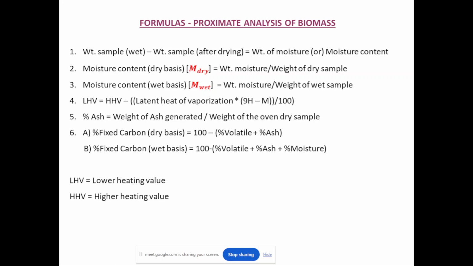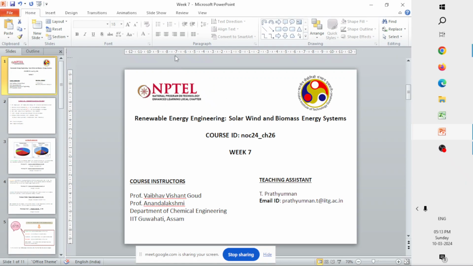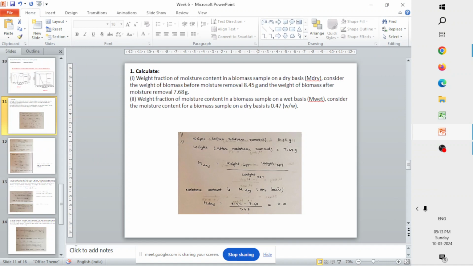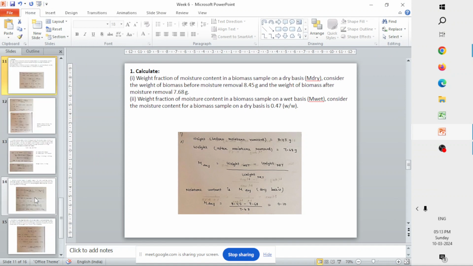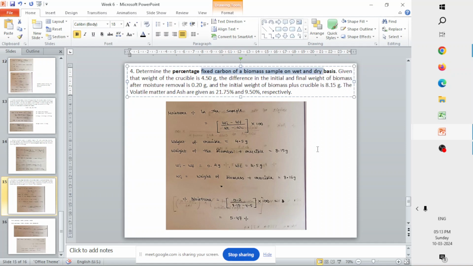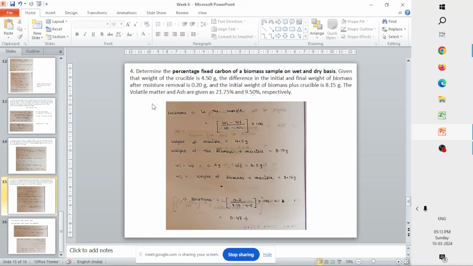based on these two formulas last week also, on how to determine the percentage of the fixed carbon in your biomass sample. If you remember, let me just go back to that problem. Yes, this is the week 6 session, the PowerPoint presentation for week 6. Here, if you see the fourth problem, we have discussed the percentage of fixed carbon in the biomass sample, its calculation, where we were asked to find the percentage of the fixed carbon of a biomass sample on wet as well as the dry basis. So we have solved the problem.